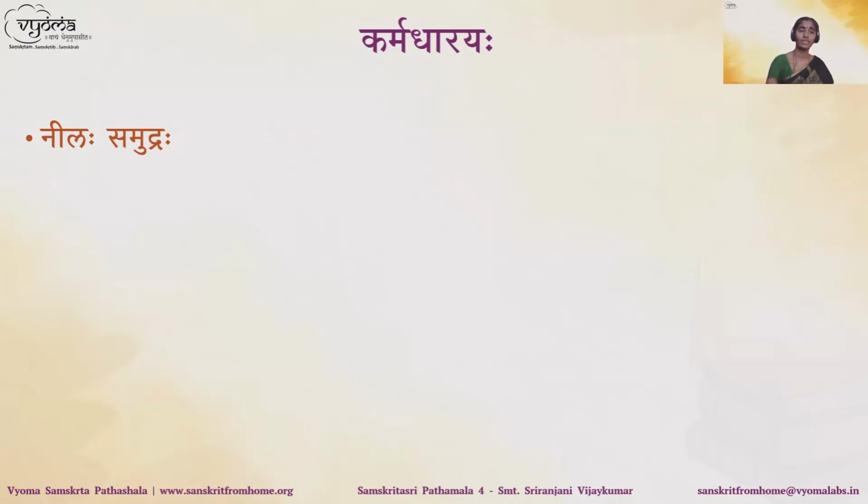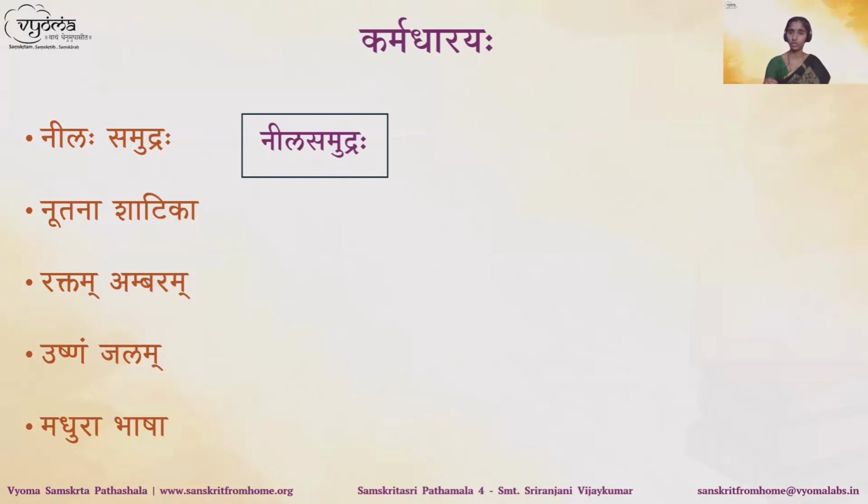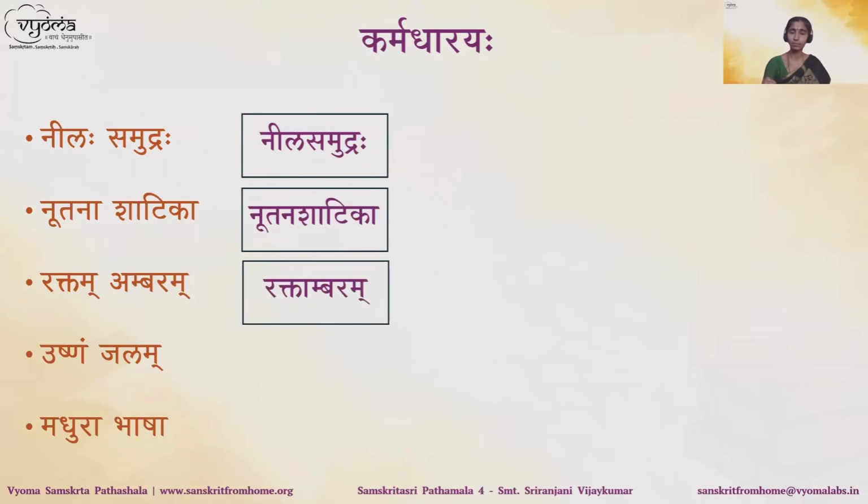We will see a few examples. Neelaha samudraha, Nutana shatika. There is one Visheshana Padam and one Visheshyam. New sari, raktam ambaram, red color vastra, ushnam jalam, hot water, madhura bhasha, very sweet words, or language. We see one Visheshana Pada and Visheshya, and both denote the same Padartha. You can make a Samasta Pada out of these words. They are called Karmadharaya. Neela samudraha, nutana shatika, raktam ambaram becomes raktambaram, with Rakta Pratipadika and Ambaram Pratipadika.